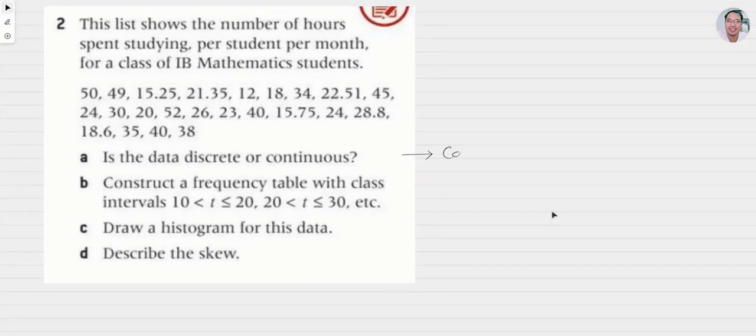So this is the number of hours spent studying per student per month. It cannot be discrete because, wait, you can have 0.8 hours. Yes, it is continuous. You don't need to convert it into milliseconds or microseconds. Construct a frequency table.